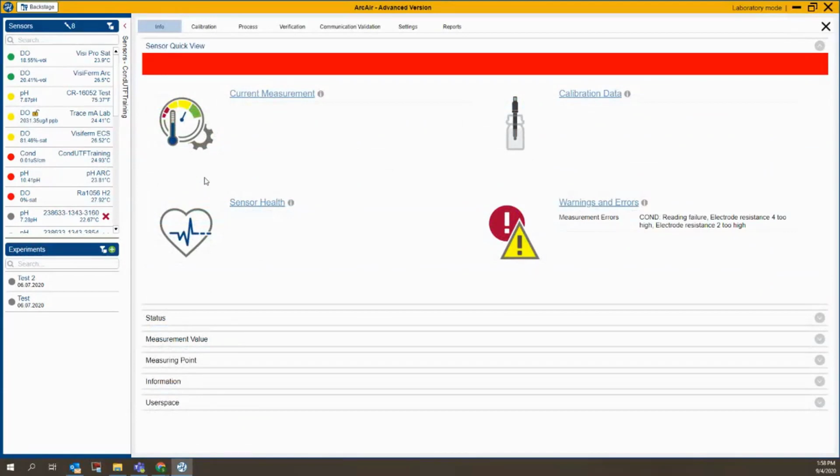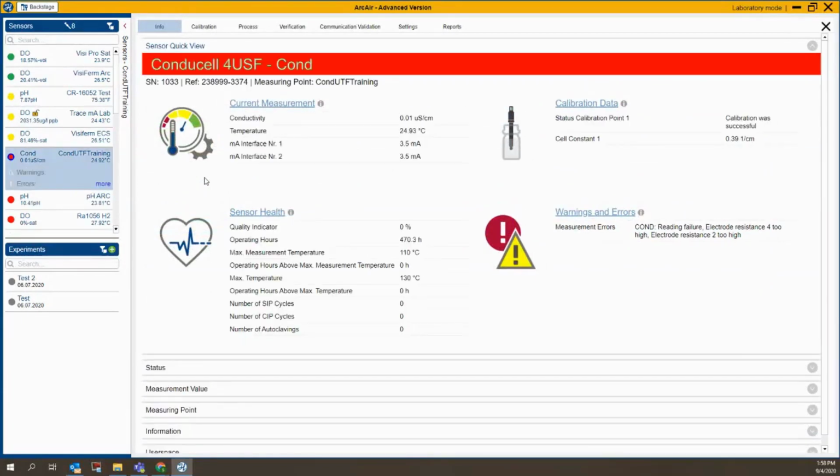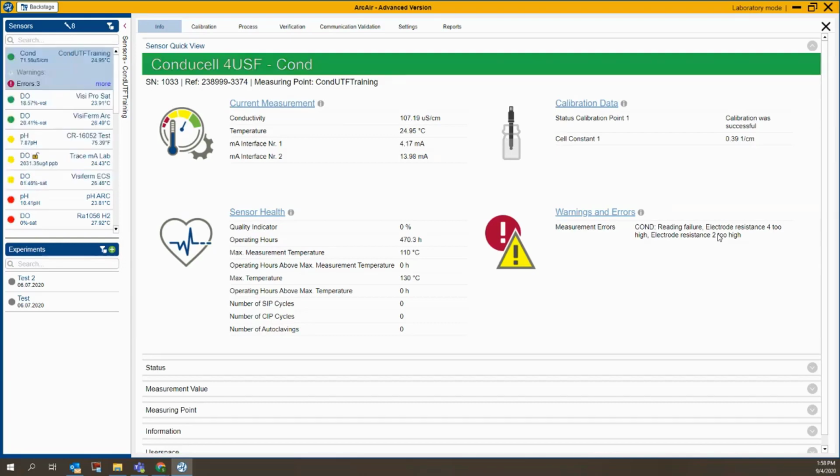The final one here is our conductivity sensor. And I'll click onto that. And I get a message saying reading failure, resistance too high. This occurs when the conductivity sensor is out in air as well. If I put the conductivity sensor into liquid here, that should take this error message away. And there we go, it's turning green here, and this error message should go away in just a second. So that corrects the problem by putting it back in the liquid.